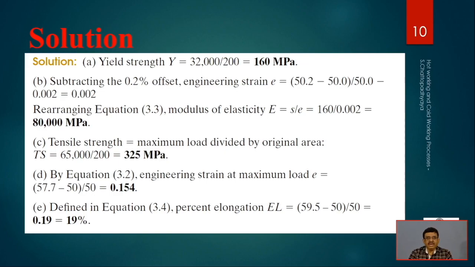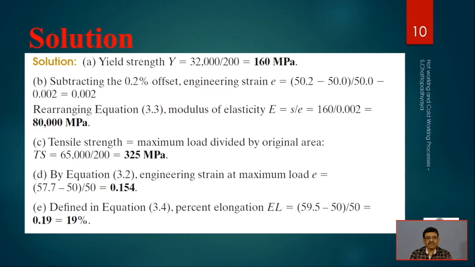So the yield strength comes straight away, as we have already gone through the problem. 32,000 was there, divided by 200, and it will be in megapascal. Pascal means Newton per meter square, so 160 megapascal will be there. And subtracting the offset engineering strain, one can find the engineering strength and all those things.